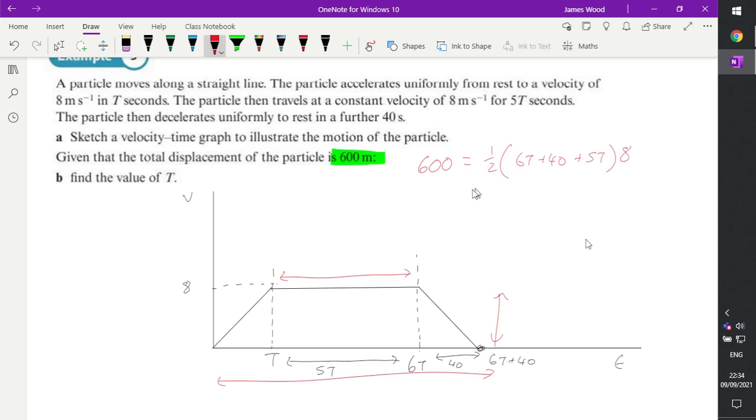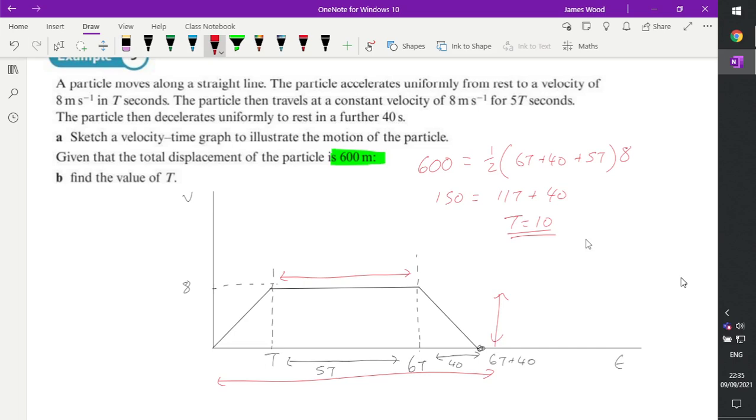So I've times it by 2 and divided by 8, give me 150 equals 11t plus 40. That's just the bit inside the brackets. Minus 40 divided by 11. So t is equal to 10. There we go, solved it. And that's quite a common strategy in these questions.